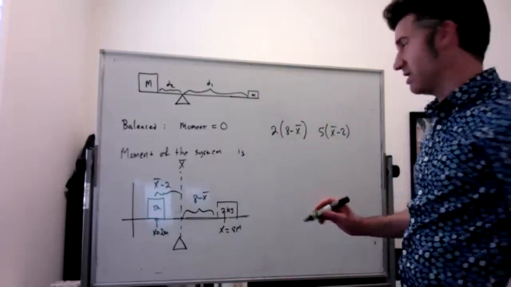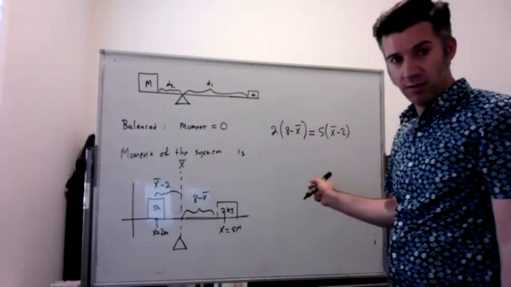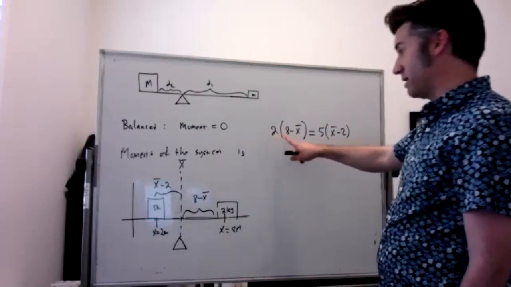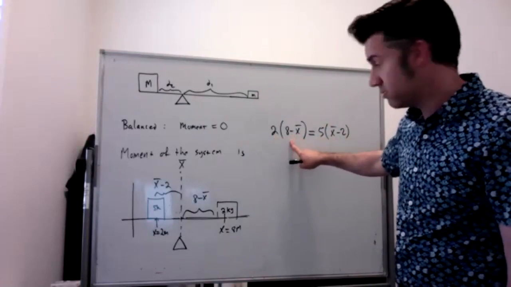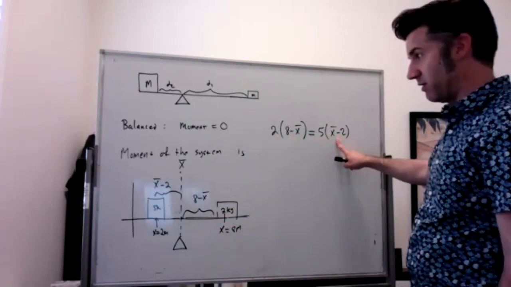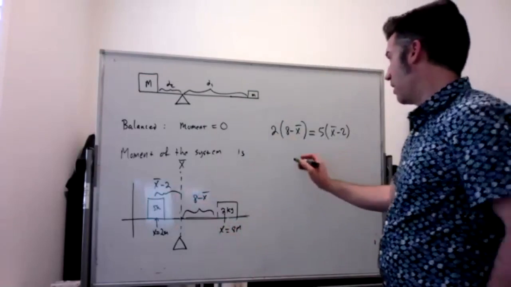These moments should equal each other because, right, that's a positive mass times a positive distance. This is 8 minus x. This is a positive mass times a positive distance, x minus 2. Okay, now this should work out just fine.